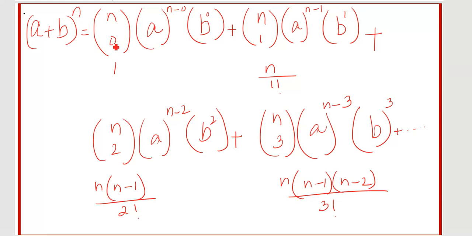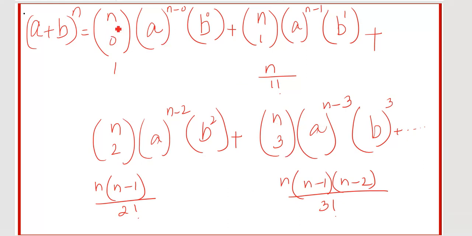Whatever you will write down here, but it will start from 0, plus nC1, and again the power of A will be this minus 1, and the power of B is whatever you will write down here, but the second time it is 1. Now is nC2, same thing for nC3, and so on.